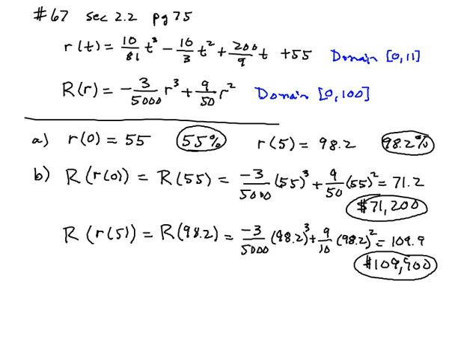This problem is an illustration of composition of functions, where the output of one function is the input of another function. So at time t, the occupancy rate function calculates the occupancy rate, and then the revenue function, based on the occupancy rate, calculates the revenue.